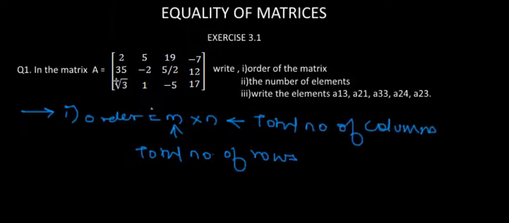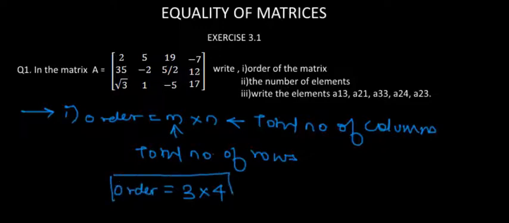So if you can see here, how many rows are there? 1, 2 and 3. So we can say that the number of rows is 3, and how many columns are there? 1, 2, 3 and 4. So 4 columns are there. So your order here in this case is 3 by 4. Okay, so that's the solution for the first sub question.